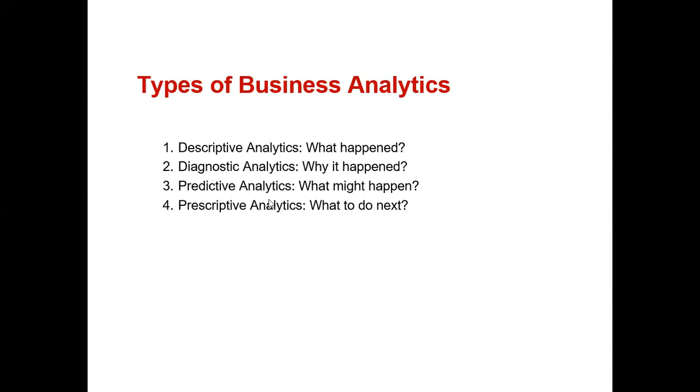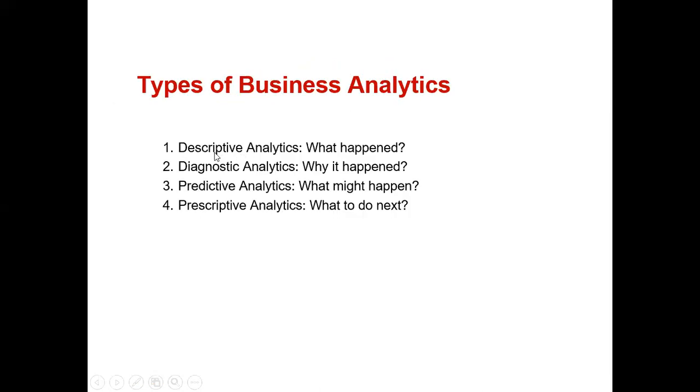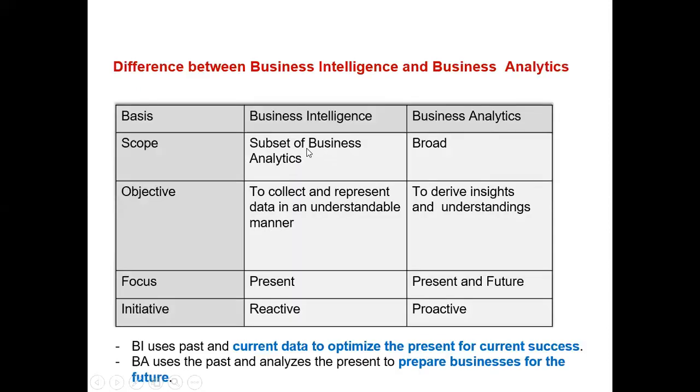Yeah. So see, this is business intelligence and business analytics. Basically, business intelligence is a subset of business analytics. In business intelligence, we will perform just descriptive analytics and diagnostic analytics. But coming to business analytics, we will perform all these things. It means that business intelligence is a subset of analytics. In business intelligence, we will focus only on the present, but in analytics, we will be focusing on the present and the future. So this is the difference between business intelligence and business analytics.